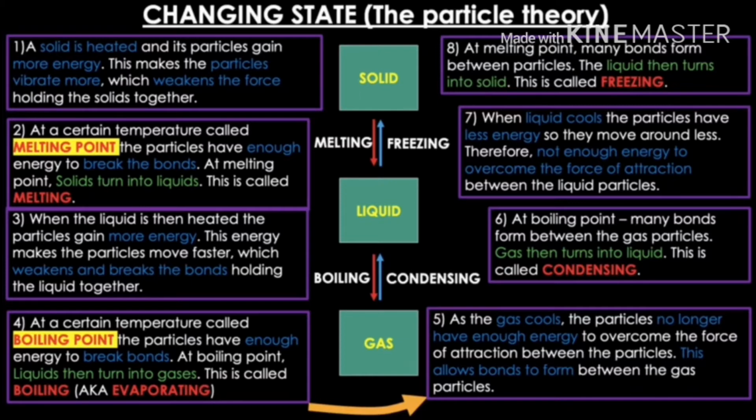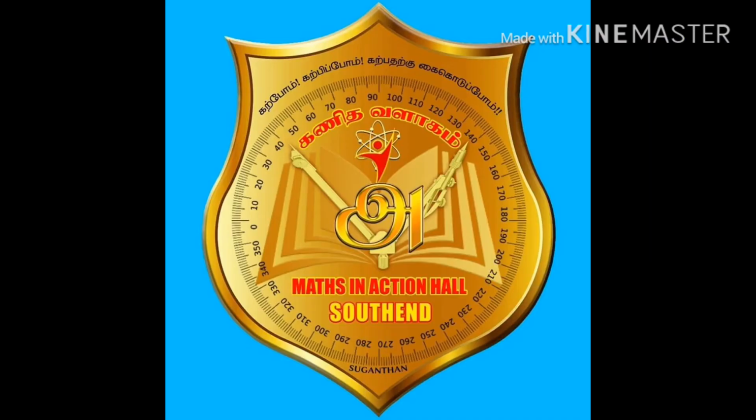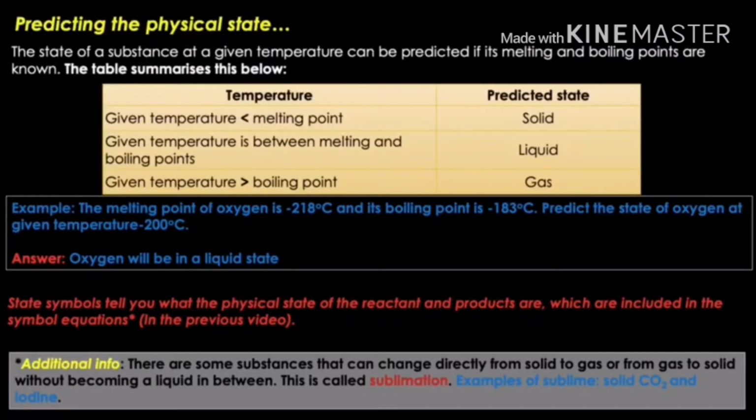The amount of energy required to change the state from a solid to a liquid and from a liquid to a gas depends on the strength of the forces. The stronger the forces between the particles, the higher the melting and boiling point. In an exam, you might be asked to predict the physical state of a substance. The state of a substance at a given temperature can be predicted if its melting and boiling points are known.